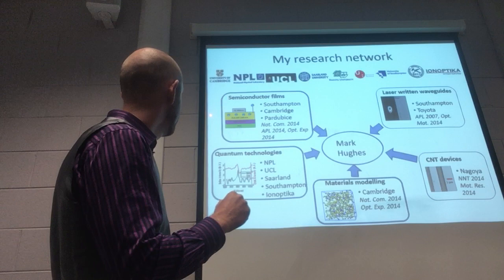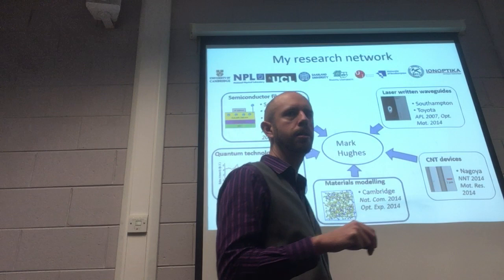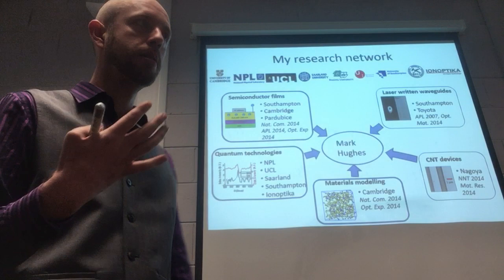But what I found is that if you implant with bismuth, you can change the carrier type from p-type to n-type, and that allows you to make a p-n junction.